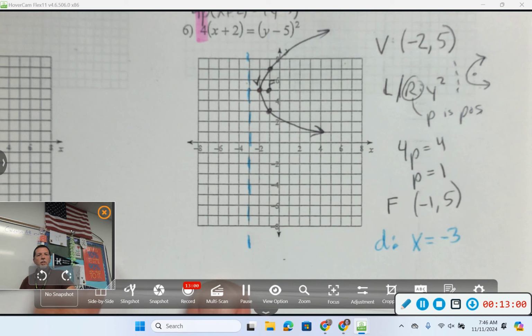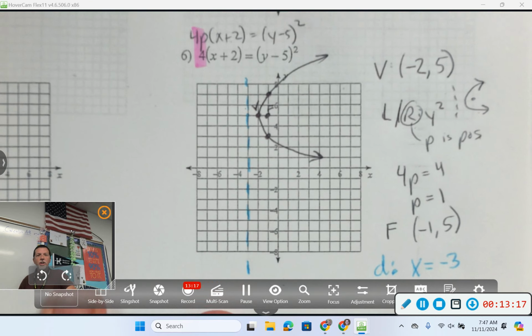So there's our parabola. Graphed using a different process than we've used before. But still using those same ideas, right? If x is squared, it's up and down. If y is squared, it's left and right. The new stuff is the 4P thing.